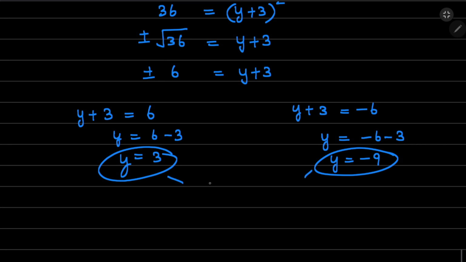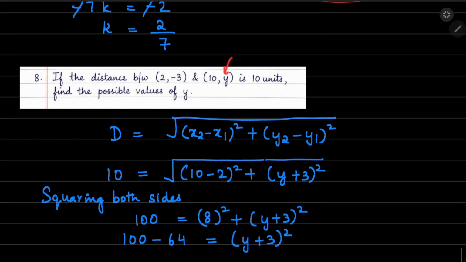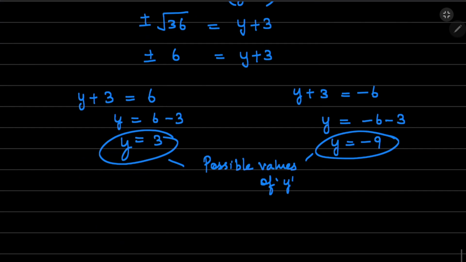Okay, so these are the possible values of y. When you substitute both the values of y, either of them, the distance will be 10 units. Okay, that's your answer.